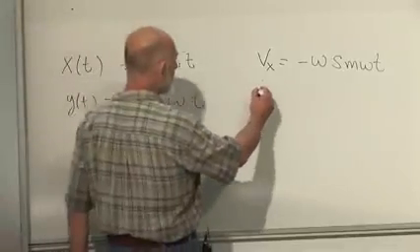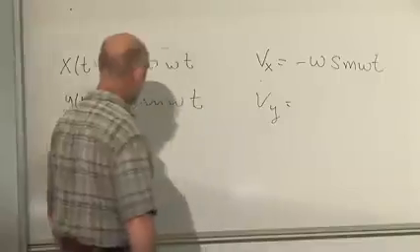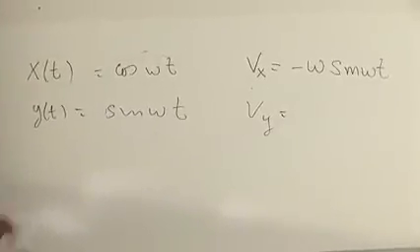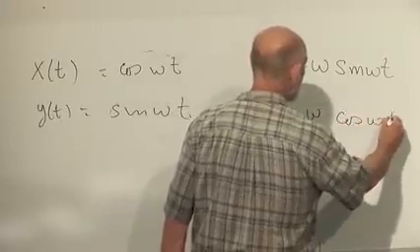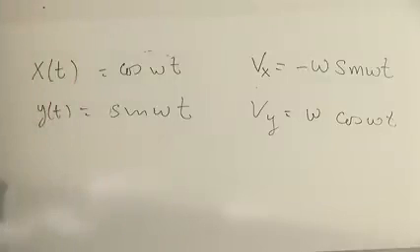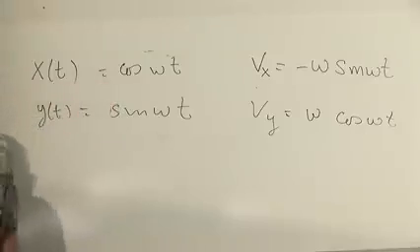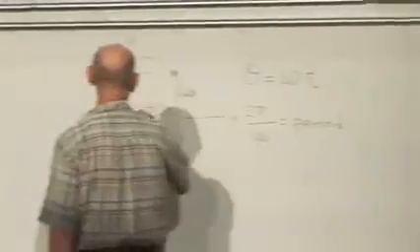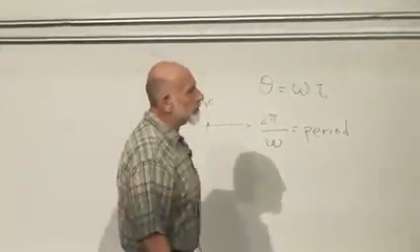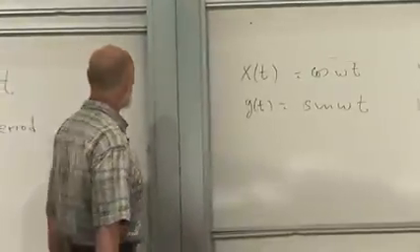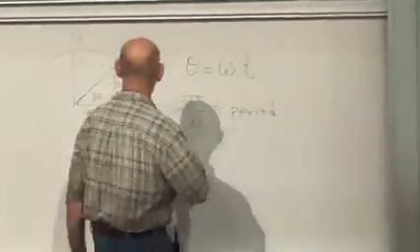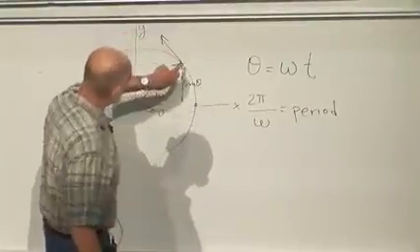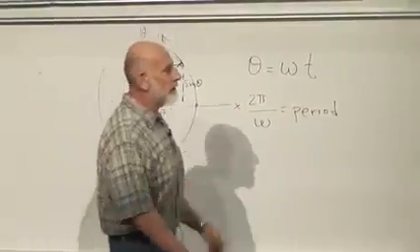What about v sub y? Omega times cosine omega t. Okay, now I have an interesting question for you. What's the angle between the velocity and the position? The position is over here. What's the angle between the position and the velocity? It's pretty obvious that it's 90 degrees. You can see that just by saying, well, we know the velocity is going to be moving along there. But how can we check it?